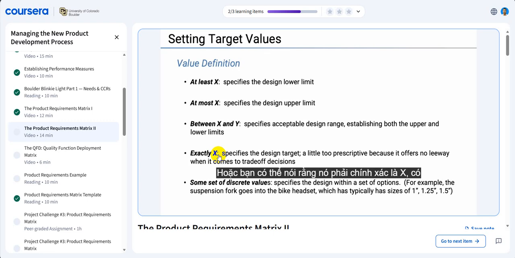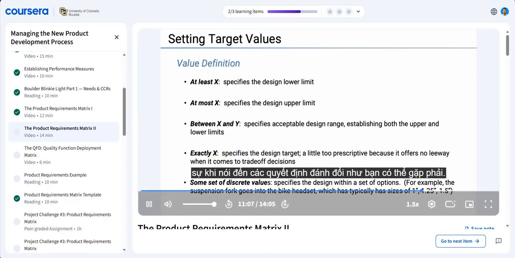Or you could say it has to be exactly X, meaning it specifies the design target exactly. Sometimes this might be a little too prescriptive, because it offers no real leeway when it comes to trade-off decisions, like you might encounter.